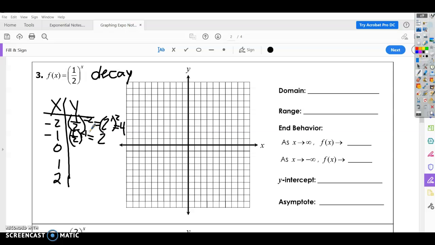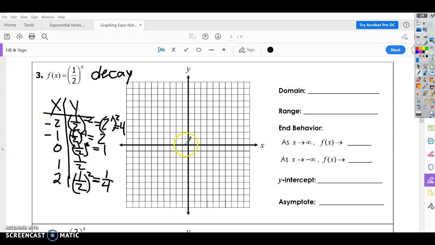All right, then 0, so 1/2 to the 0 power. Anything to the 0 power equals 1. That's by definition. That's one of the properties that you learned in Math 2. So we have 1/2 to the 1 power, which is just 1/2, and then 1/2 squared. When you have a fraction squared, you square both the numerator and the denominator. So 1 squared is 1, 2 squared is 4.